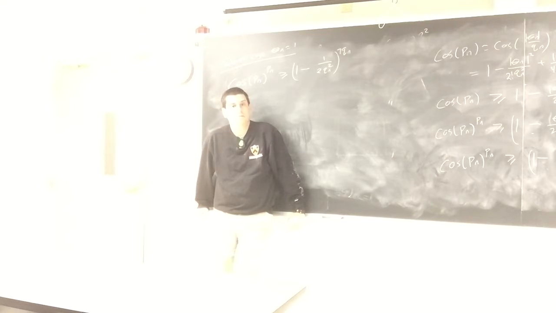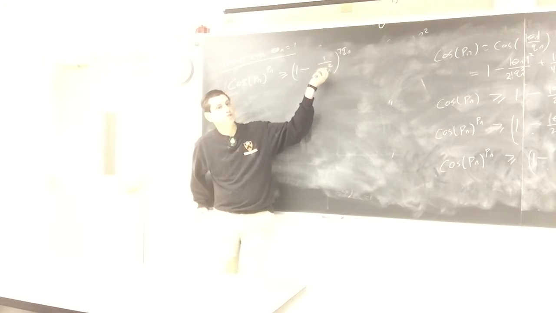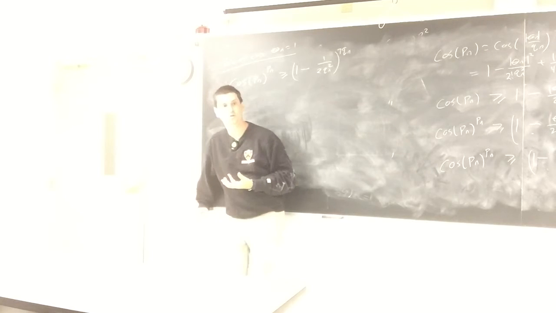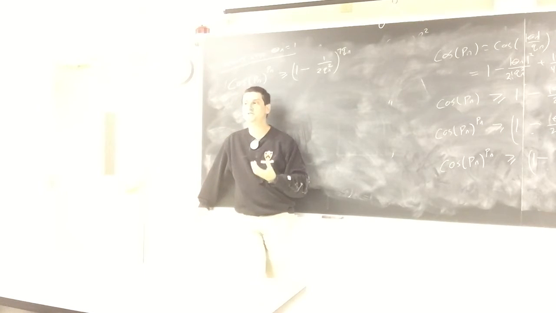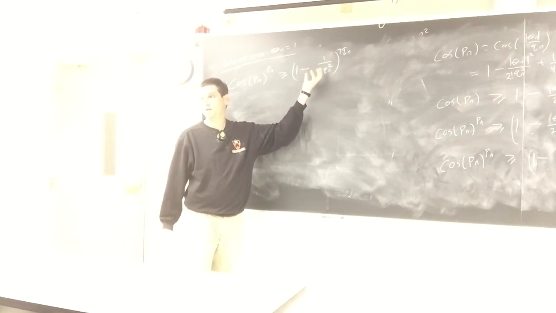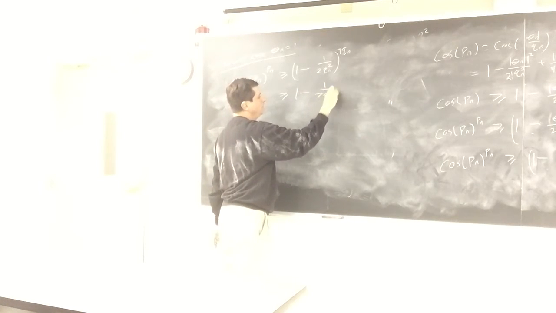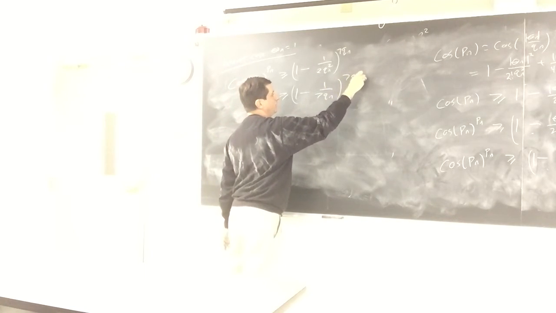Yeah, with 7Qn. Can I do that? Will that make things larger or smaller? So instead of subtracting 1 over 2 Qn squared, I'm going to subtract 1 over 7 Qn. Which is larger, 2 Qn squared or 7 Qn? When n is huge, which is a bigger number to subtract off? 1 over 7 Qn. So if I subtract off something more, I'm going to make it smaller. So this will be greater than or equal to 1 minus 1 over 7 Qn to the 7 Qn.